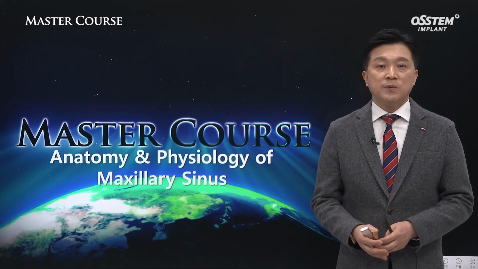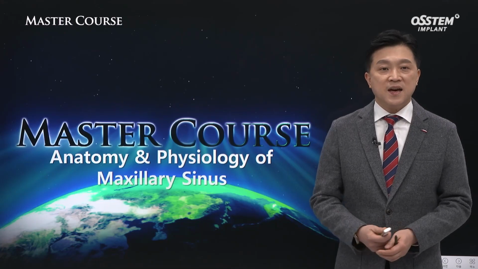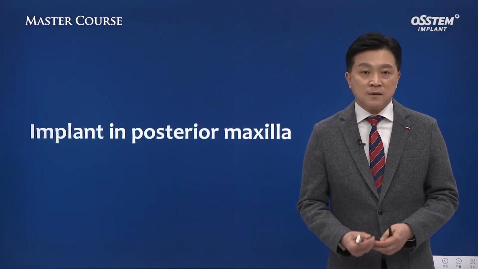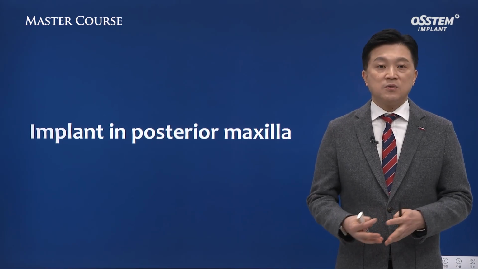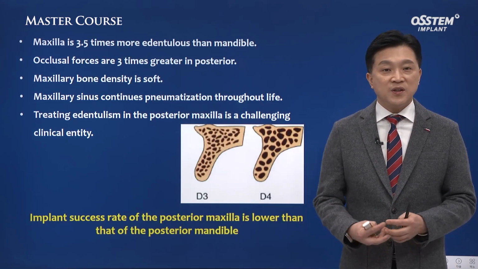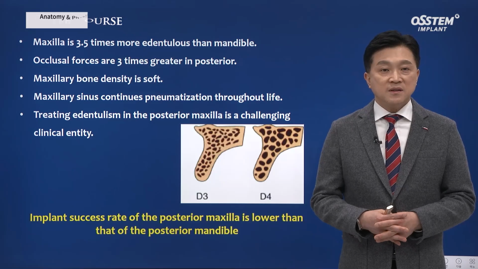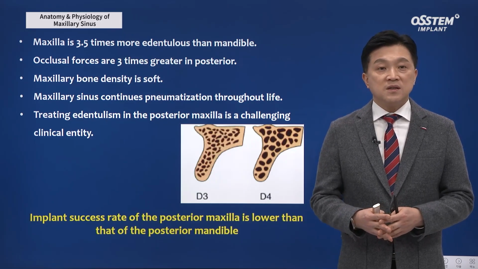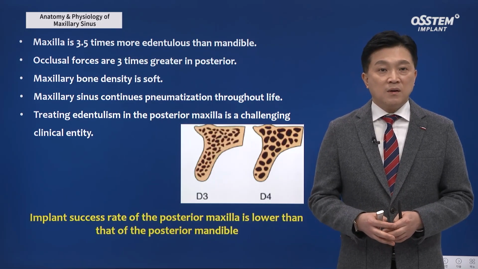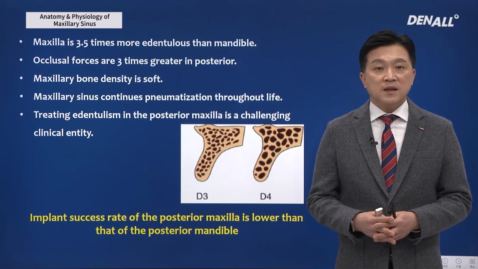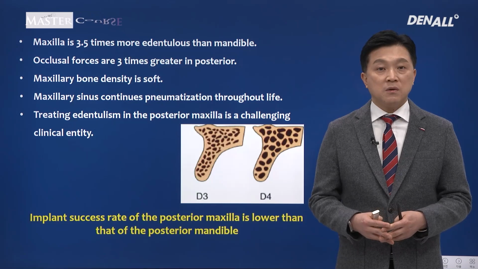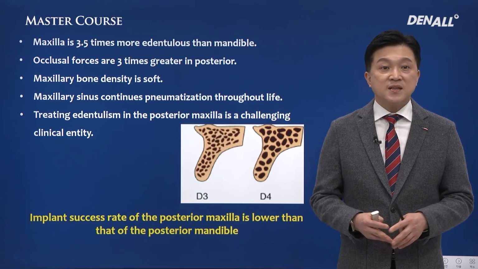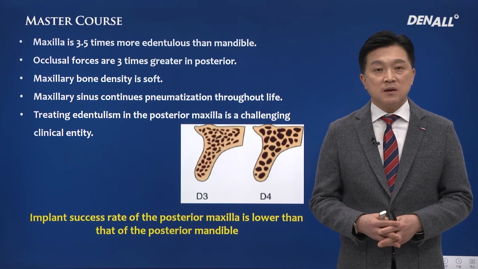Today I want to talk about anatomy and physiology of maxillary sinus. In talking about placing implants in the maxillary posterior area, maxilla is 3.5 times more edentulous than the mandible. Strong occlusal force is applied more than anything else. Compared with the lower bone, the upper bone has less bone density.